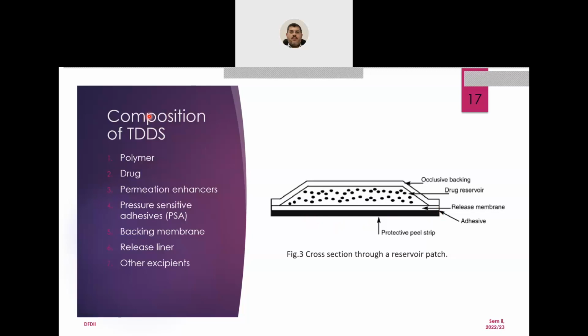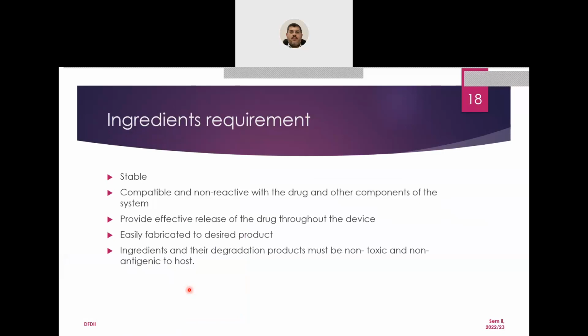Okay. So the composition, some of them may be present, some may not, depending on how many layers are there. So the composition is mainly polymer, drug. We may use permeation enhancers, especially if we're talking about the second generation devices. There will be pressure sensitive adhesives in all kinds. Backing membrane will be there mostly, and then a release liner will be there in all, and some other excipients may be used.